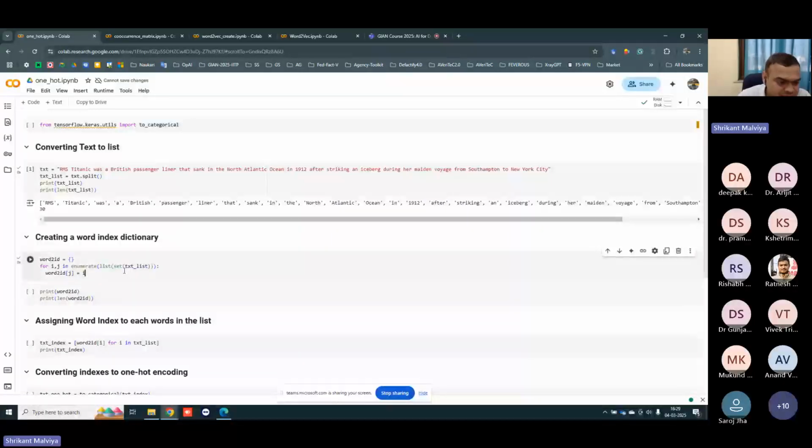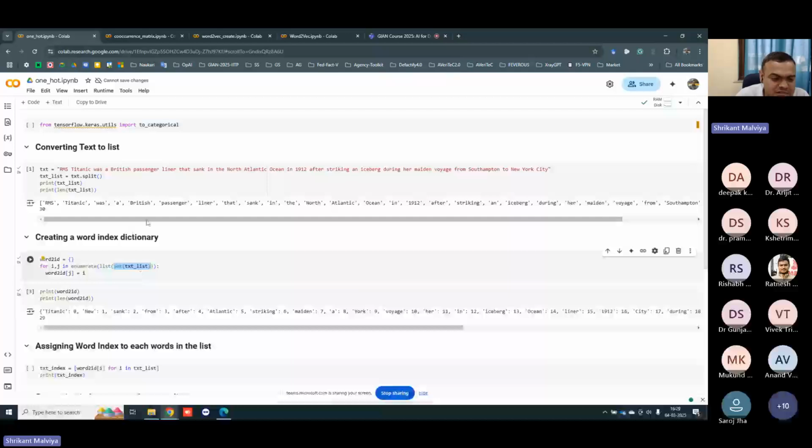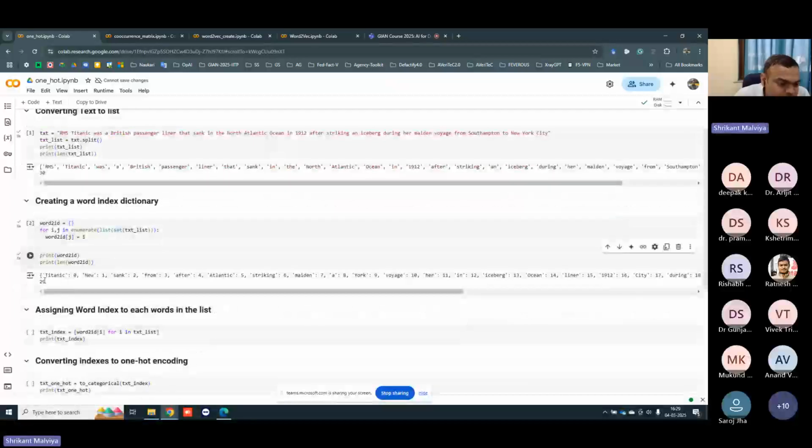So let's execute it. Yeah, indexing is done. Now let's print the indexing. Because we know that a set is unordered, it creates an unordered sequence of elements. So you must observe that the word sequence we see here is different. But ultimately it assigns a unique ID to each and every word, and also removes the duplicates. The total number of unique words that we observe is 29.